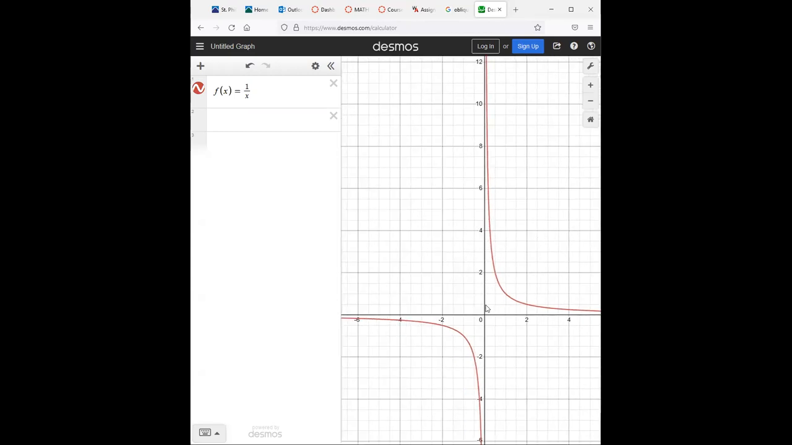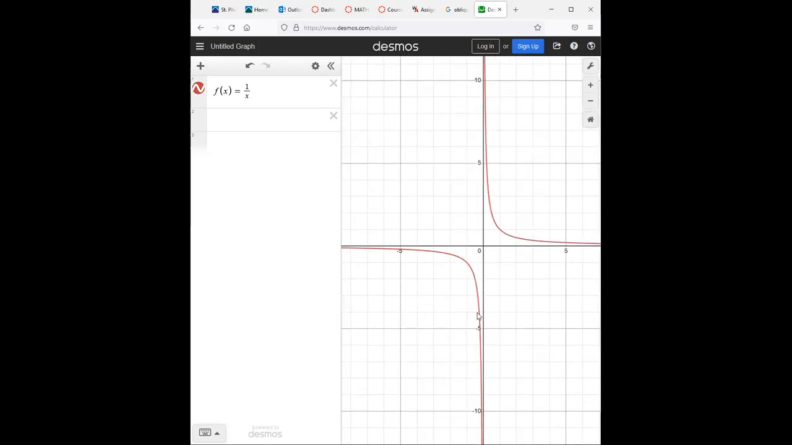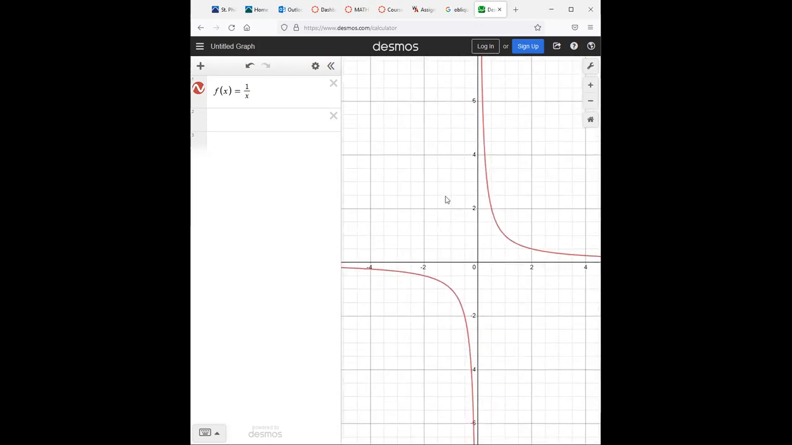So for example, 0.0001 is allowed, and it'll spit out a huge value way up here. 0 is not allowed. On the negative side, you can also plug in something like negative 0.0001 or whatever, and get really close. But essentially, that's all that is.